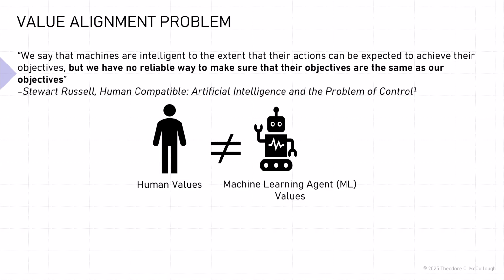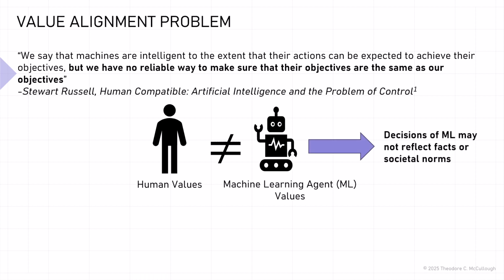According to Russell, we say that machines are intelligent to the extent that their actions can be expected to achieve their objectives, but we have no reliable way to make sure that their objectives are the same as our objectives. Put another way, the problem of value alignment arises where the decisions of a machine learning agent may not reflect the facts or societal norms of humans.